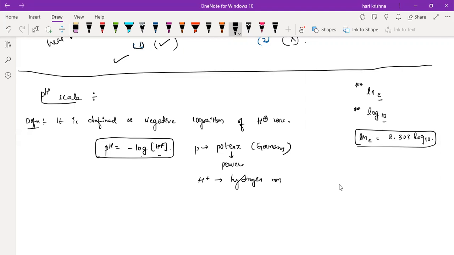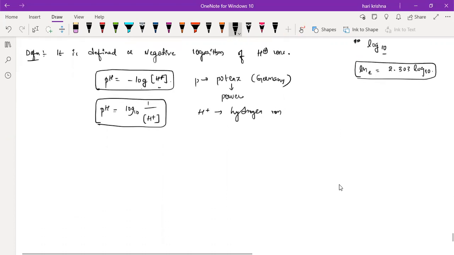Okay. So minus log is there, right? If you want to remove this minus, it will come as pH equals log to the base 10 of 1 by [H+]. So these are the two formulas for pH. Now tell me one thing: is pH and the H plus ion concentration directly proportional or inversely proportional? What is the meaning of direct proportion? What is the meaning of inverse proportion? Anyone?